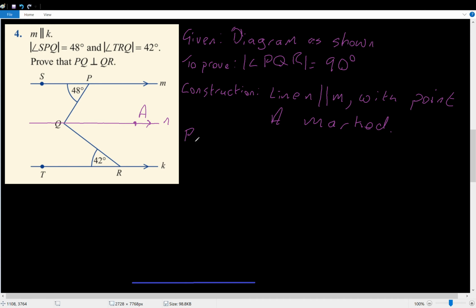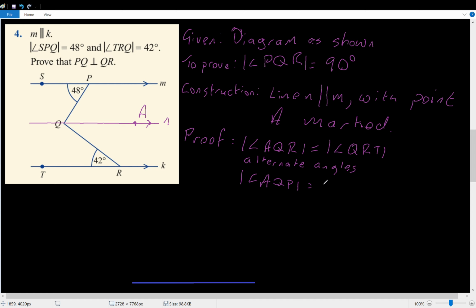Now we get on to the proof. In this we're just going to start relating angles together that we can relate together. We're able to say that the measure of angle AQR is equal to the measure of angle QRT, because they are alternate angles. And then we can also say that the measure of angle AQP is equal to the measure of angle SPQ, because they are alternate angles.